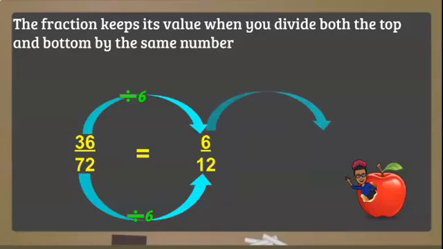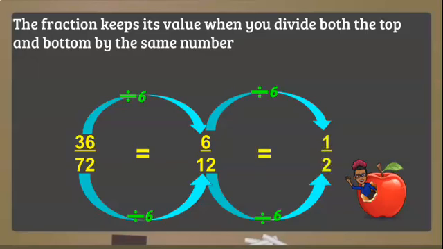We can further divide the fraction 6/12. Our numerator 6 divided by 6 again, and denominator 12 divided by 6 gives us the equivalent fraction half. So half is equivalent to 6/12, which is also equivalent to the fraction 36 over 72. So 36 over 72 is also equivalent to half.